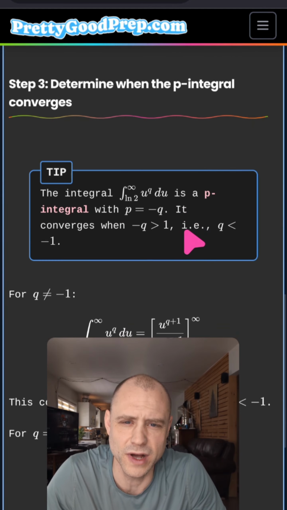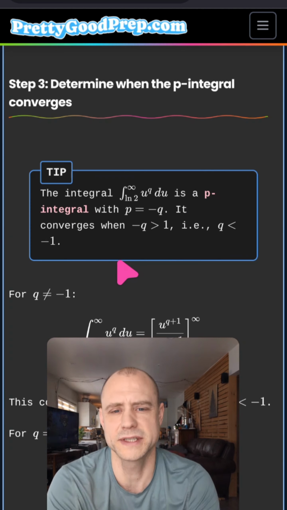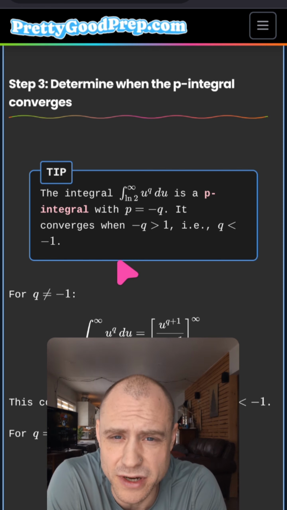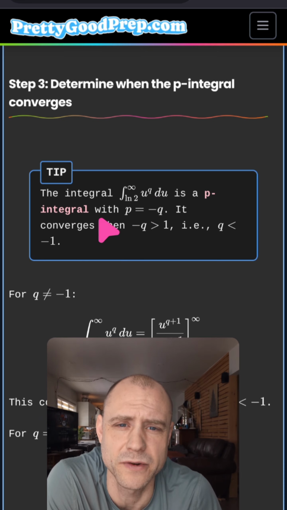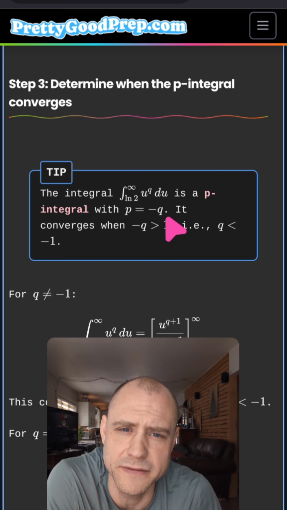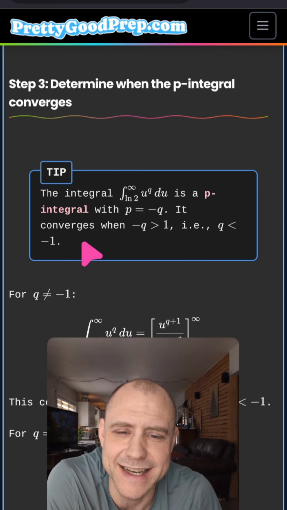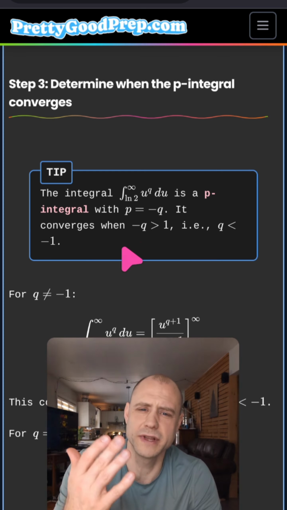Now, the whole crux of this question lies in this tip section. So make sure you understand this tip section. You can pause it, you can read it, reread it, make sure it makes sense. Let's read it together. The integral from ln 2 to infinity of u to the q du is a p integral with p equal to -q. Therefore, it converges when -q is greater than 1. That is, when q is less than -1. Read and reread that. It has everything you need to fully answer this question.